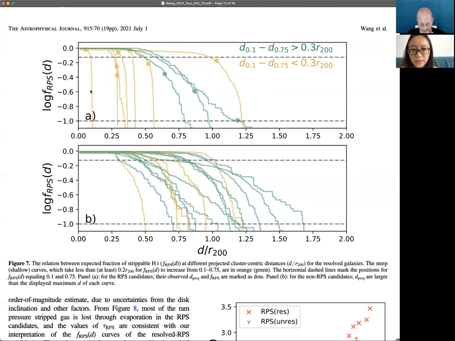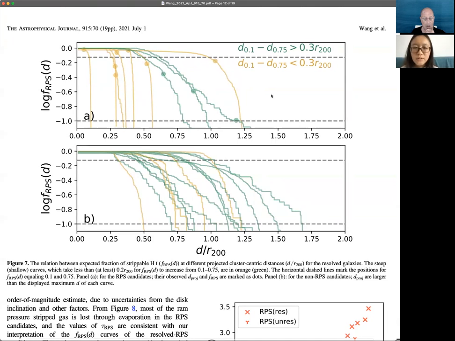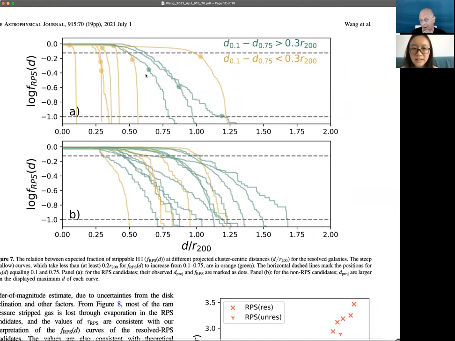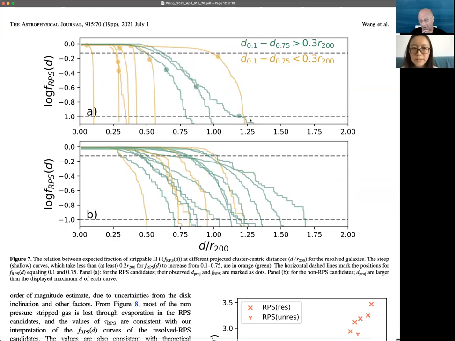And the top panel is currently the identified ram pressure stripping candidates. The bottom panel is the galaxies not identified to be suffering from ram pressure stripping at the moment. Because we put them at the pretend distances, the currently unstripped galaxies are going to be stripped in the future when they get closer to the cluster center. In the top panel, we also use dots to mark the current position, the current distance from the cluster center, and the current level of FRPS they really have for each of the ram pressure stripping candidates.